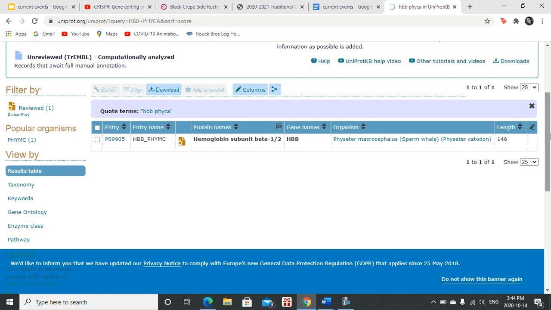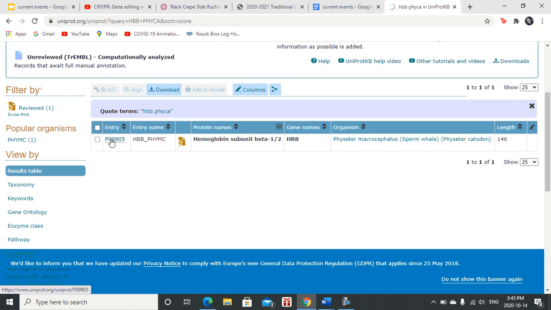Always double check. Make sure that the gene is the HBB one. Make sure it does say hemoglobin, the beta unit. Make sure it's the species that you're looking for. It is the sperm whale, and the length is, for most of them, 146. I think for one it's 147. And again, this is the abbreviation here. What we want is the sequence of these 146 amino acids.